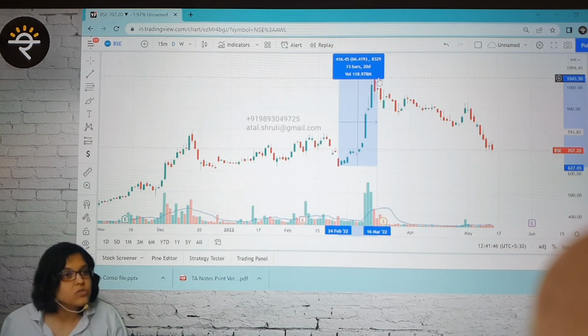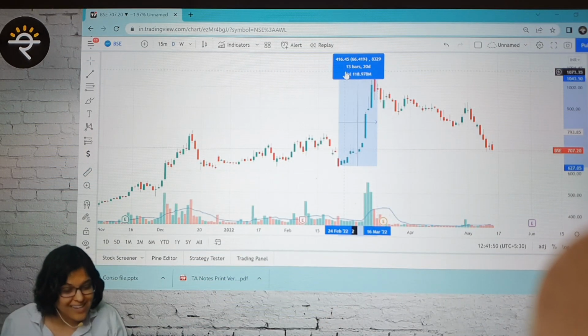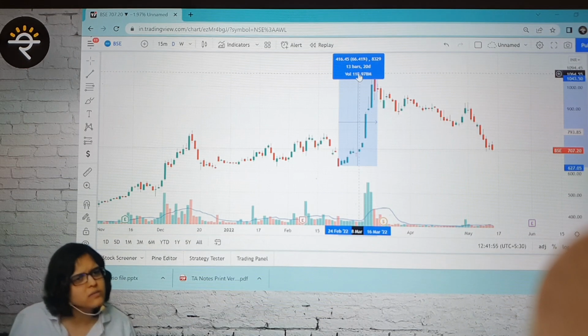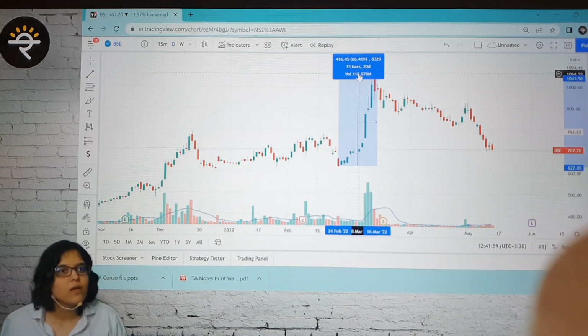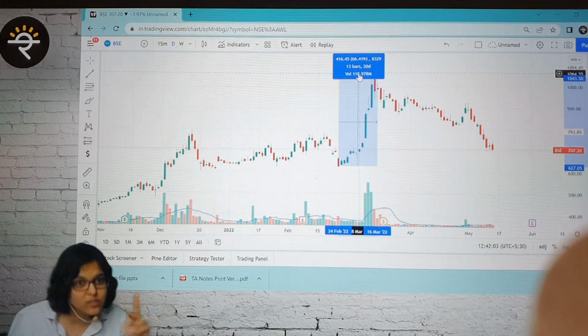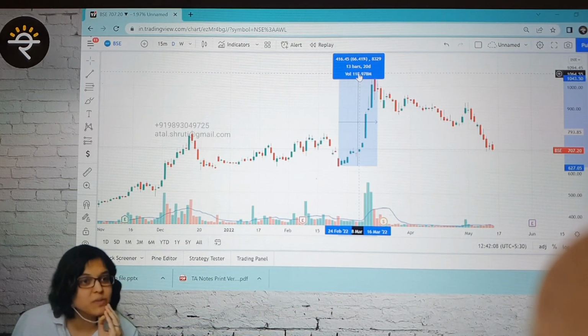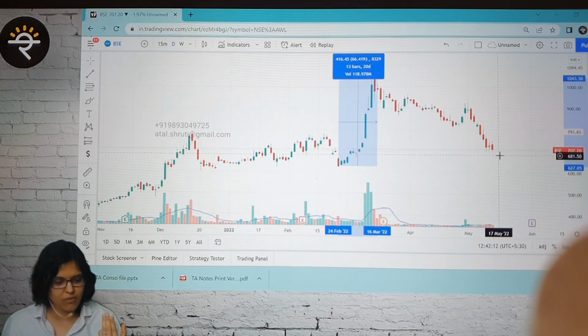There you go. 66% increase. In how many bars? 13 bars and 20 days. How come 13 bars and 20 days? Saturday, Sunday is a holiday. So in 13 trading days, in simple words, in as good as 2 working weeks, it moved up by 66%. If it had moved up so much, it is somewhere going to come down, no?